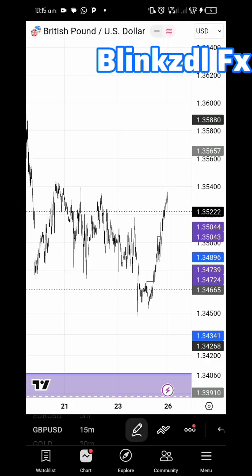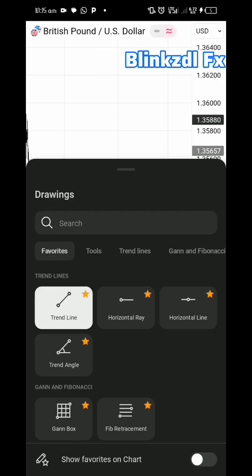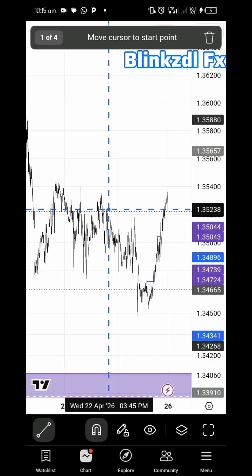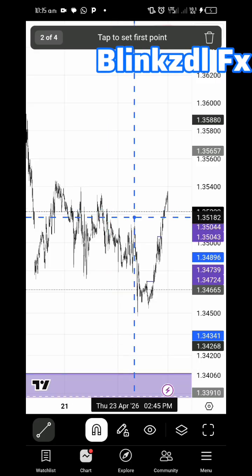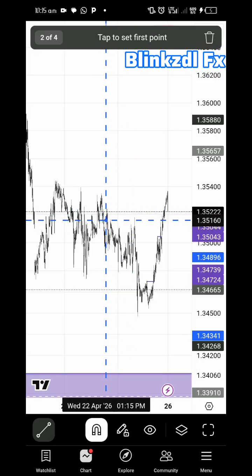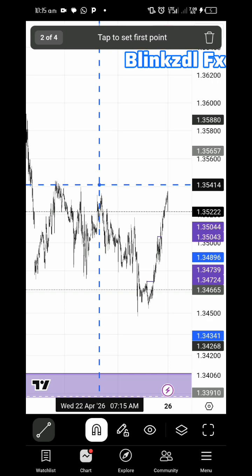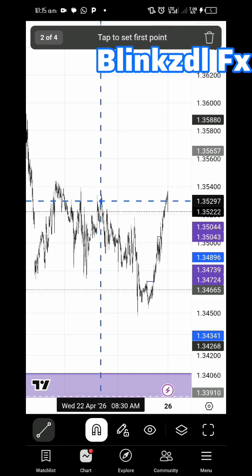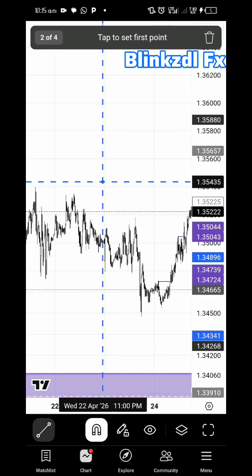So turn on the magnet. That's the reason why I use the magnet. Now when you turn on this magnet, it helps you to snap to the candle tip. So let's try as much as possible to snap to this candle. Let me zoom.